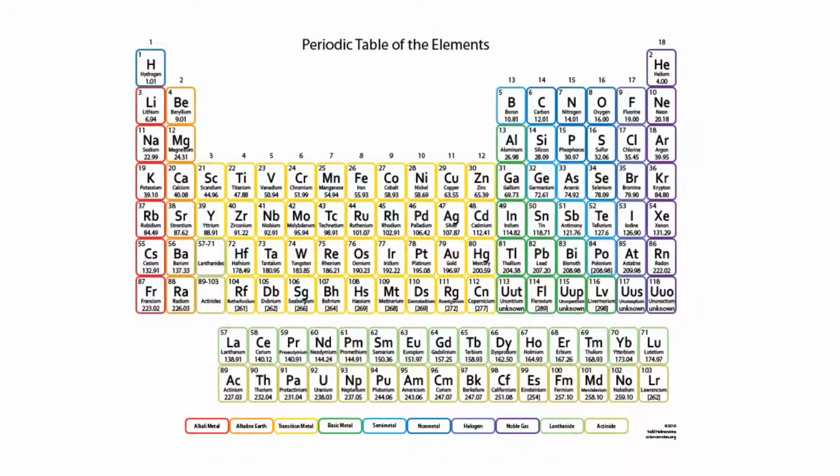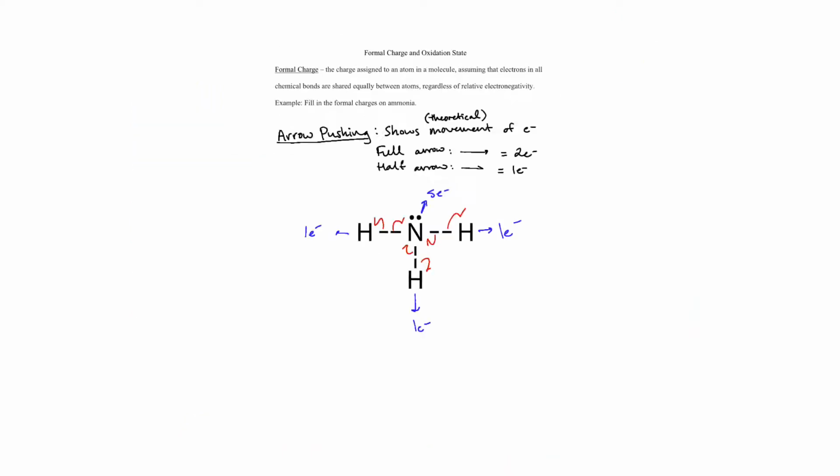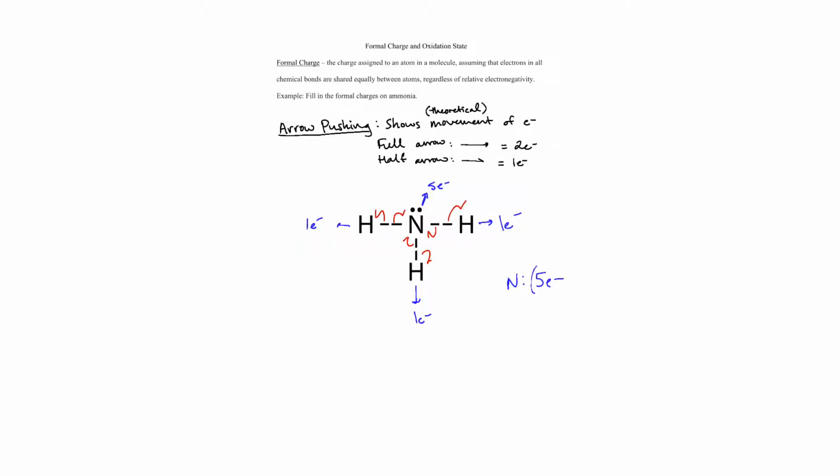I'm going to erase this because we're going to come back to different elements later. But nitrogen has 5 electrons. How you calculate formal charge is very simple. Let's say we're doing this for nitrogen. You take the number of electrons that it needs to be neutral, 5. You subtract the number of electrons that it has. Well, it has, remember, 5: 1, 2 from the lone pair, 3, 4, and 5. So the formal charge on nitrogen is 0.